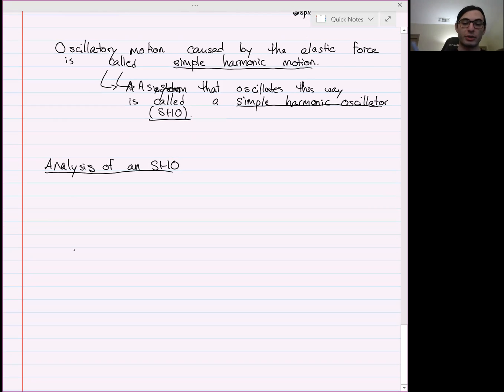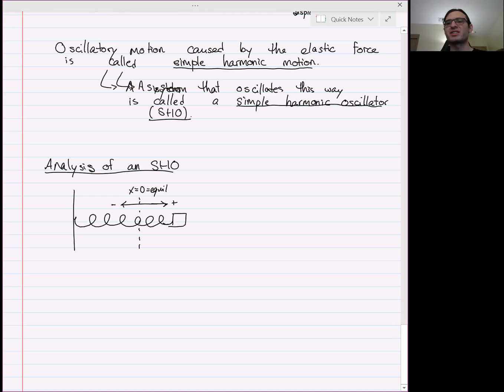Okay, so let's start with the picture that we had above. It starts out being stretched past its equilibrium point. We're going to call that equilibrium point x equals 0. We're just going to use a coordinate system where x equals 0 is there. And then the object will oscillate left and right. We'll call when it's to the right of equilibrium positive. We'll call when it's to the left of equilibrium negative. I'm just establishing a coordinate system here so we can actually do some analysis.